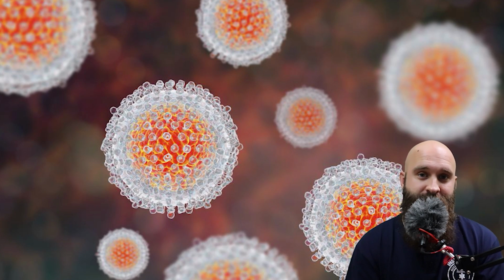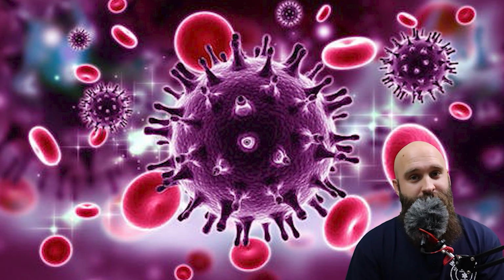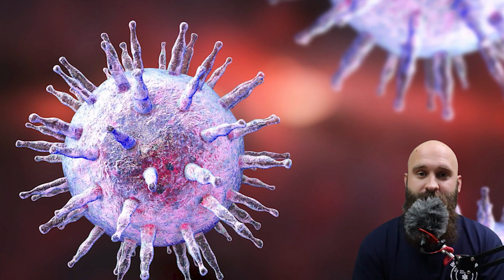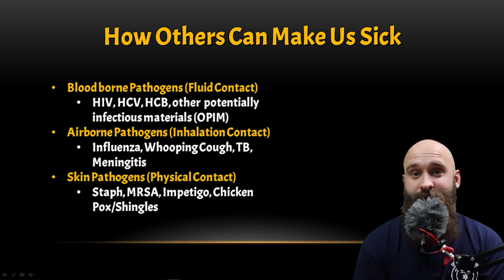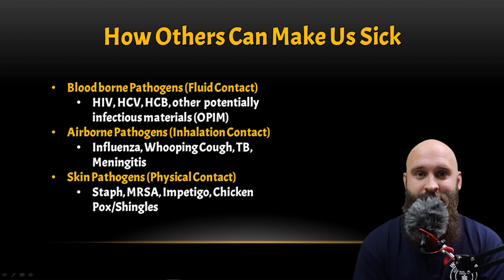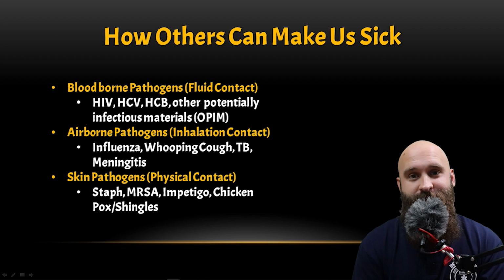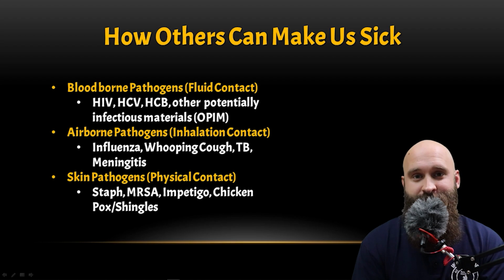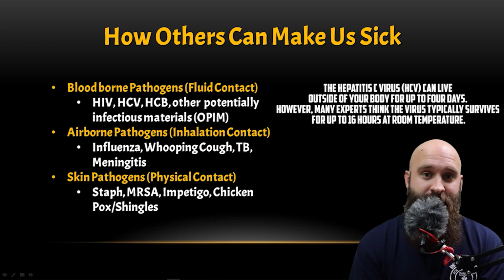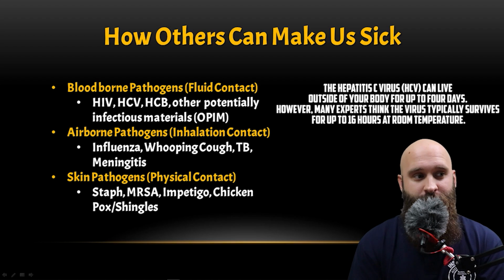Now you can get HIV, HCV, HBV, or other potentially infectious materials, OPIM. Now, HIV is pretty much the common one that everyone's so concerned about, but I'm actually concerned about HCV and HBV. That is hepatitis C and hepatitis B. HIV tends to die pretty quick when it's exposed to the air, but hepatitis C and hepatitis B can last a long time. So we're going to go over some precautions on how to take care of your gear afterwards. So that one I'm a little more worried about.